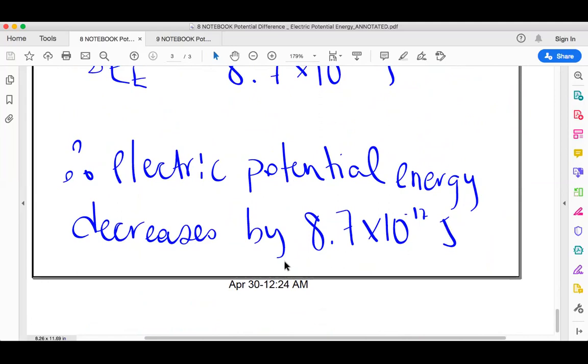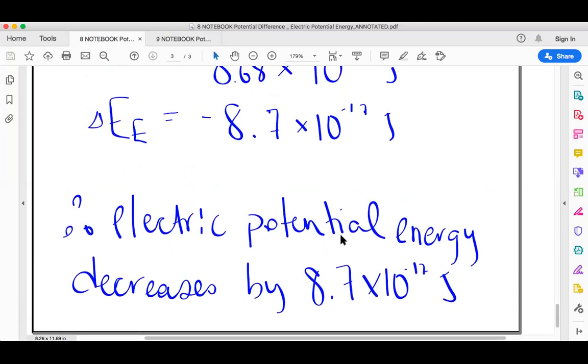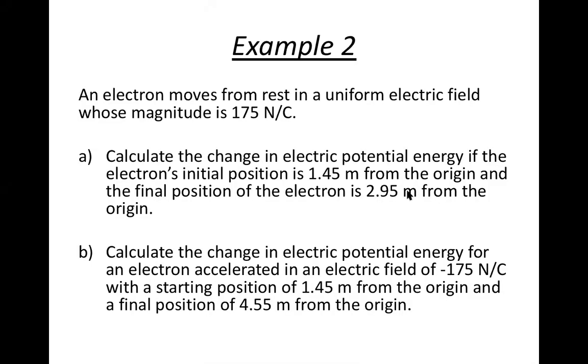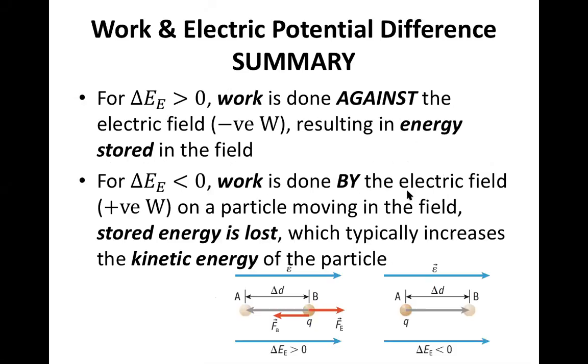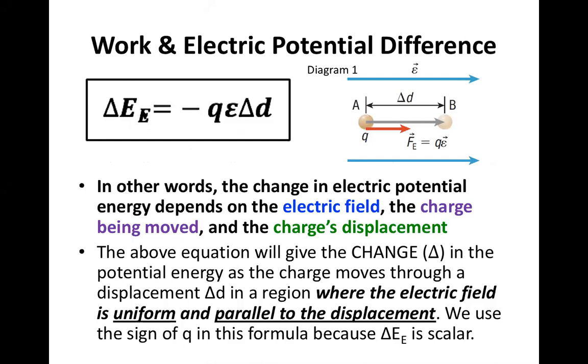You should always interpret a negative before you write it in your therefore statement. Interpret the negative, whether it's a direction thing for a vector quantity or whether it's a gain or a loss in the energy unit. Okay, so just to recap, our equation is delta EE equals negative QED.